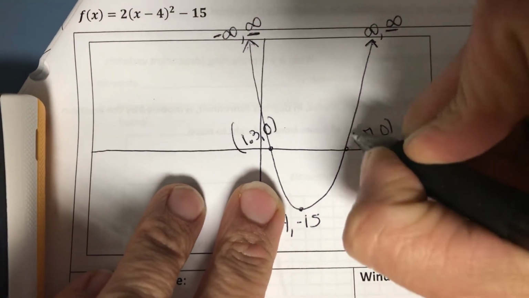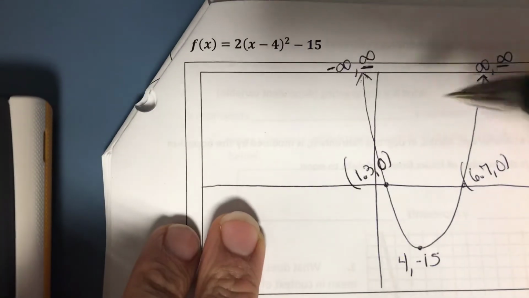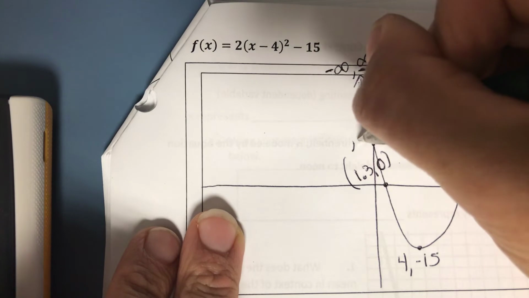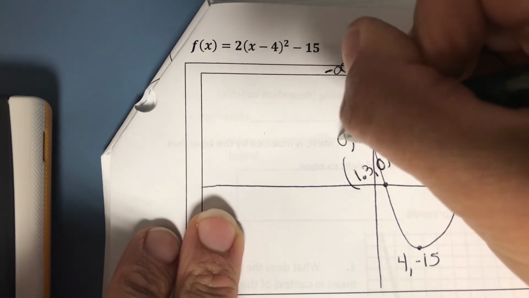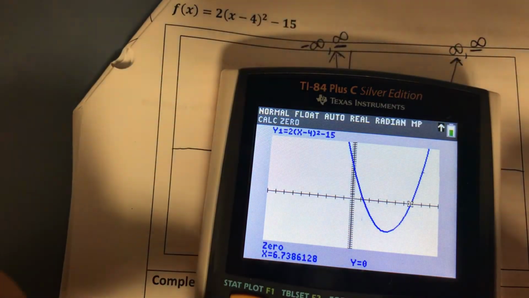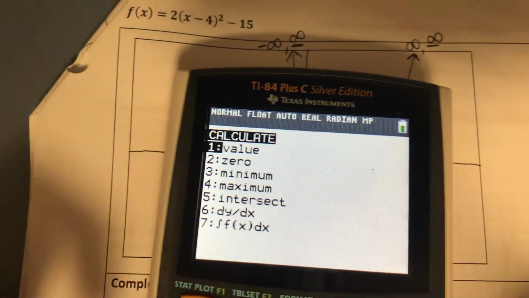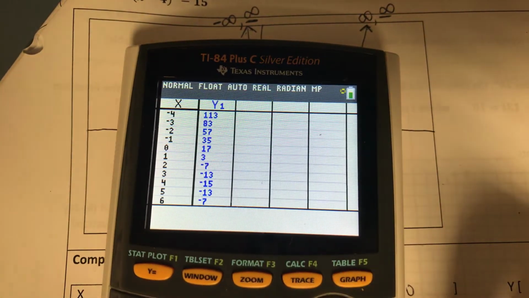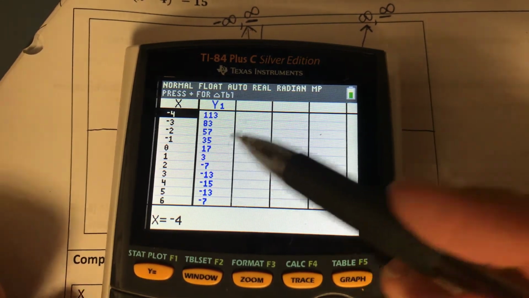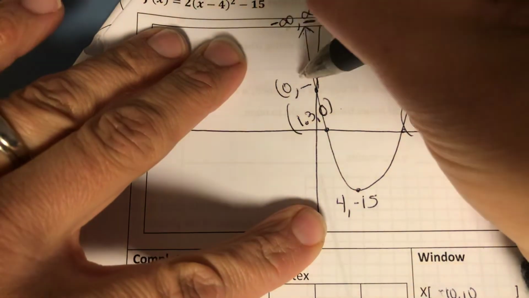All right, the only other one that I need to find is the y-intercept. So again, a y-intercept is when y is the number and x is 0. So there's two ways we can do this. We can do second trace and go to value, or we can go to our table and find where x is 0. And since I'm here, I'll just use that option. It's going to be 0, 17.